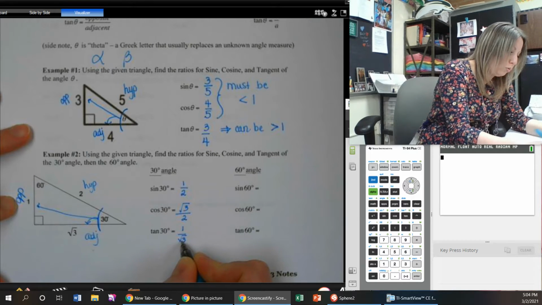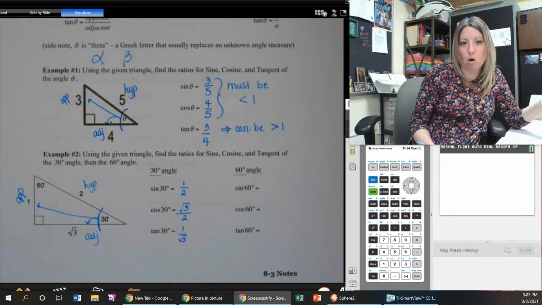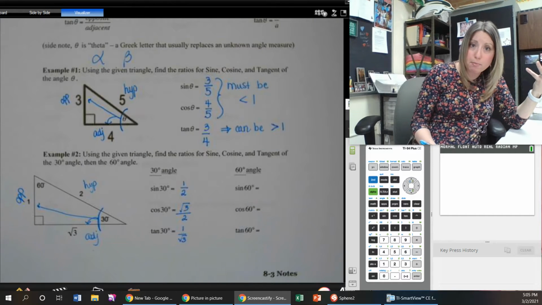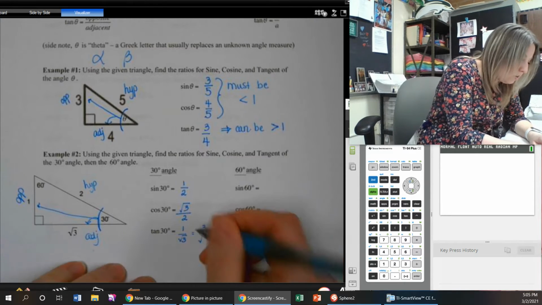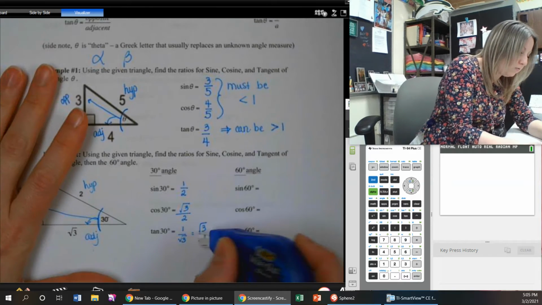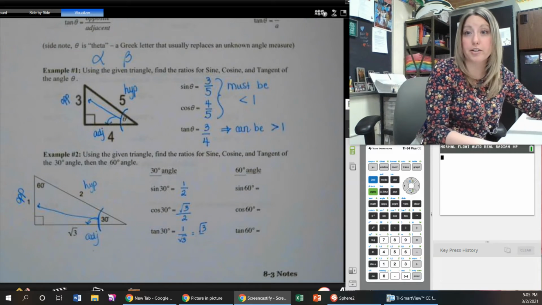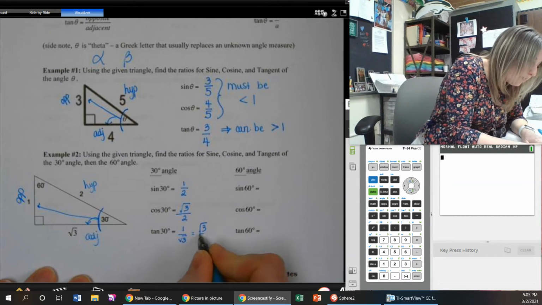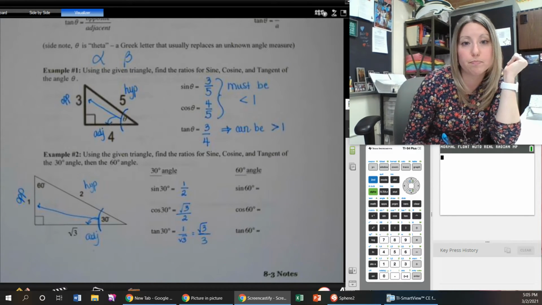Oh. Can I leave that? No. I have to multiply top and bottom by radical 3. I know what I did. Again, I'm tired and it's showing. Radical 3 over 3. Okay, multiply top and bottom by radical 3.